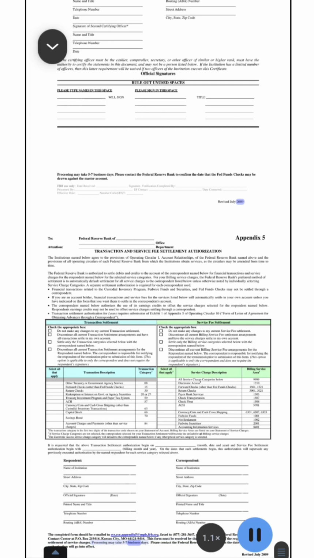Processing may take 5 to 7 business days. Please contact the Federal Reserve Bank to confirm the date that the settlement authorization will go into effect. Revised July 2009.